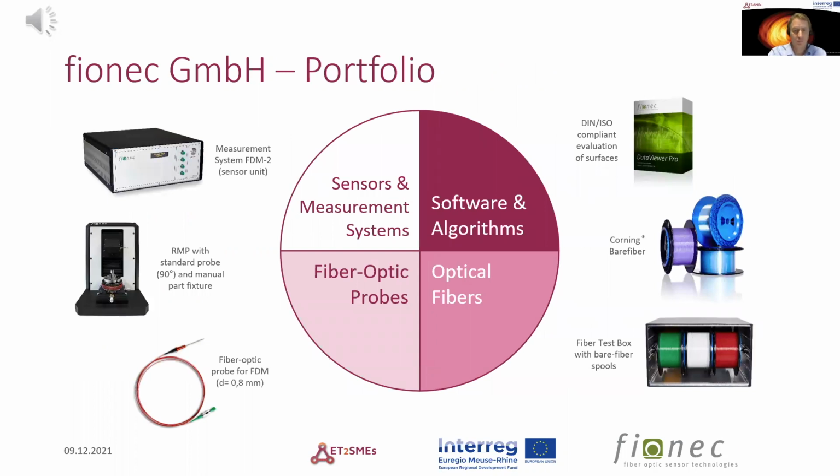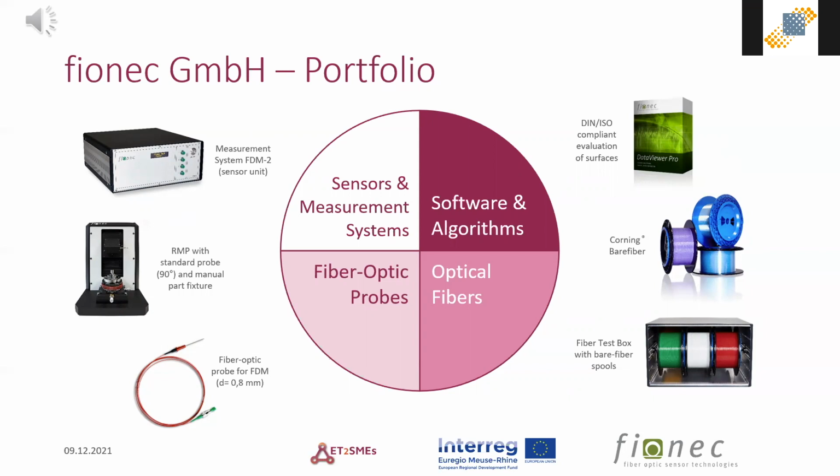Our product portfolio is divided into the following 4 areas. Sensors and measuring systems. This area includes our fiber optic distance measuring systems of the FDM series, which use high-precision sensors for contactless distance, shape and roughness measurements with a resolution in the sub-nanometer range.